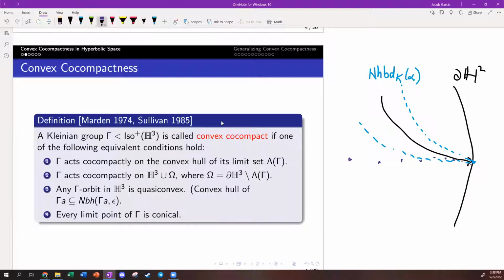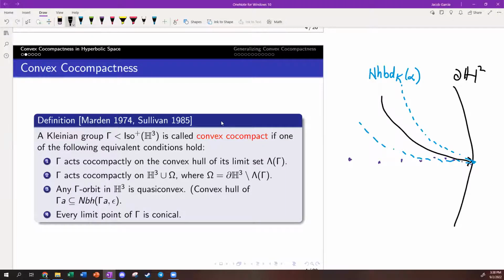And in fact, it will intersect infinitely many, because I can always make the ray smaller, and then that will have to intersect again. And then I can make it smaller to remove that intersection point, and that has to intersect again. So for any geodesic which represents my limit point, there exists some neighborhood that intersects my orbit an infinite number of times. So that's what it means to be conical.